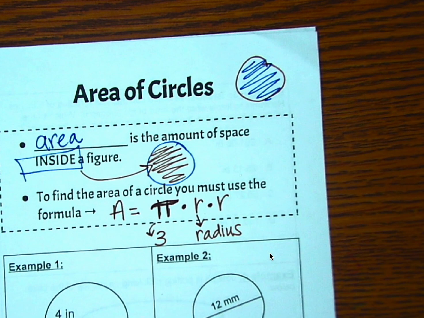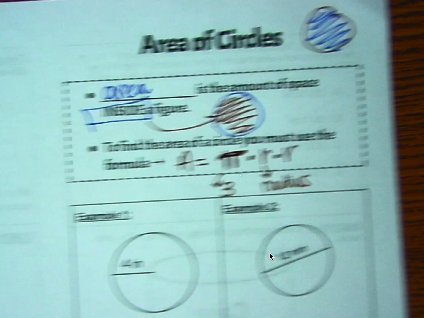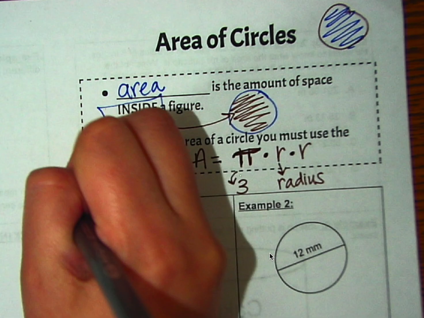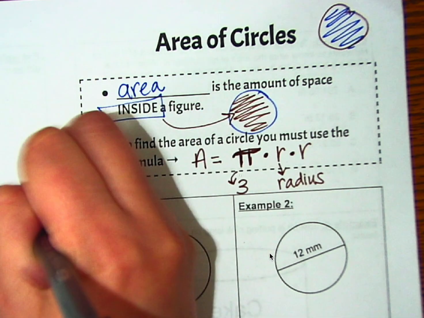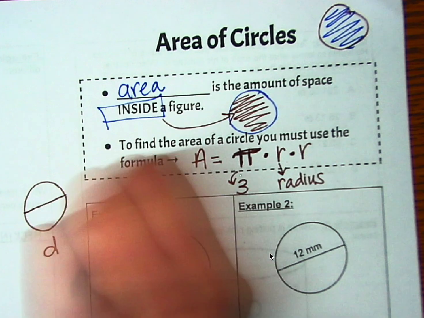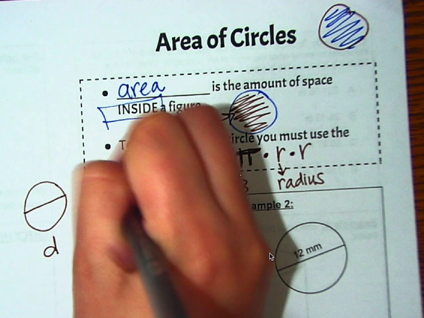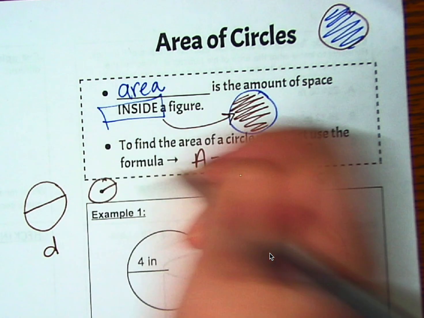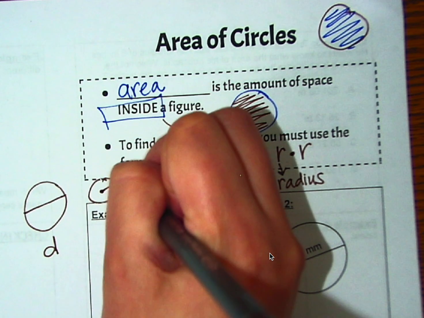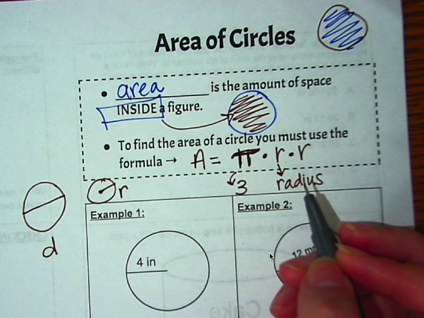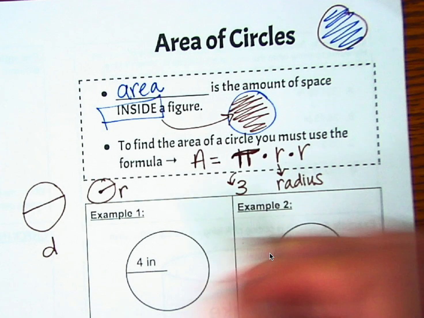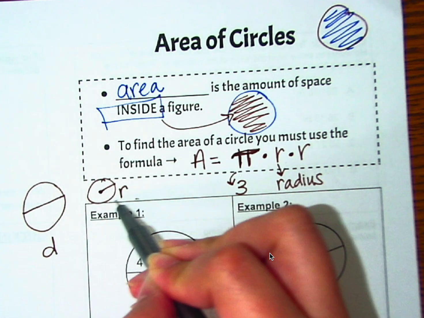So we're still talking about parts of a circle. For those of you who don't remember, the diameter goes all the way across. The radius is halfway. That's your radius. So the formula calls for the radius. So it's going to look like this.